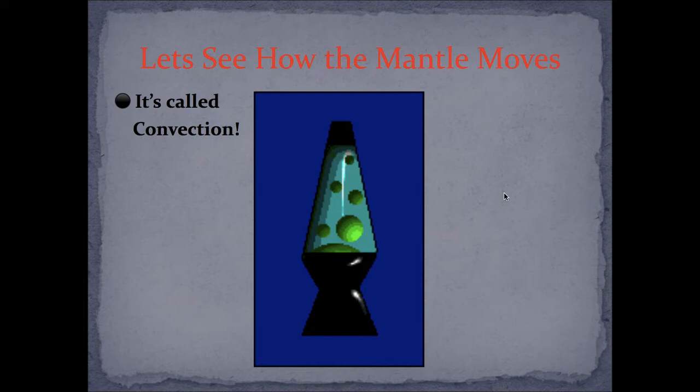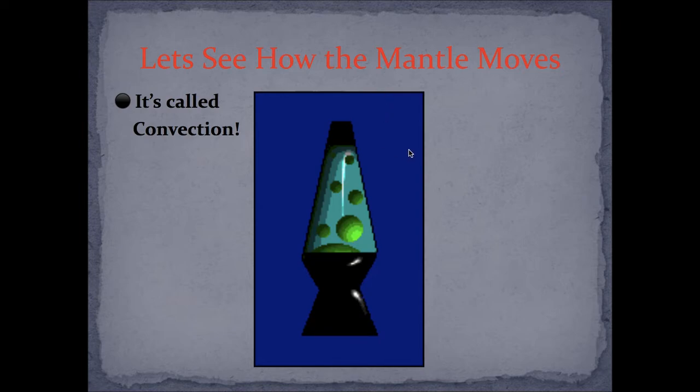So the mantle can move around by a process called convection. So that's all I need you to write right now. Convection is how the mantle can move around. That's going to be very important when we get to plate tectonics. So just keep that on the back burner, okay? I won't explain convection today. We'll get there next week.